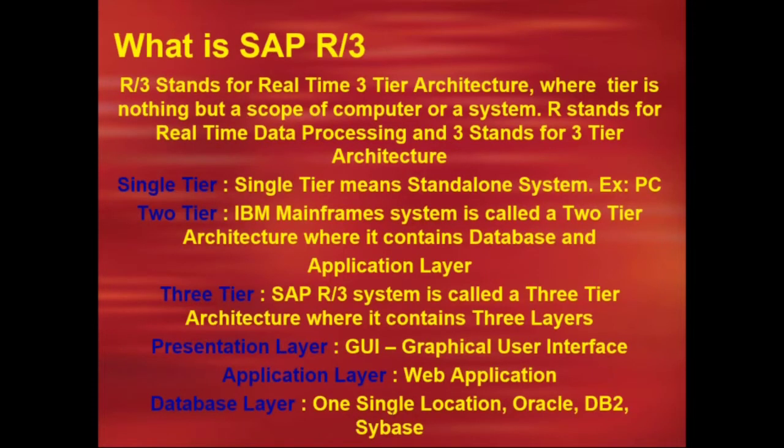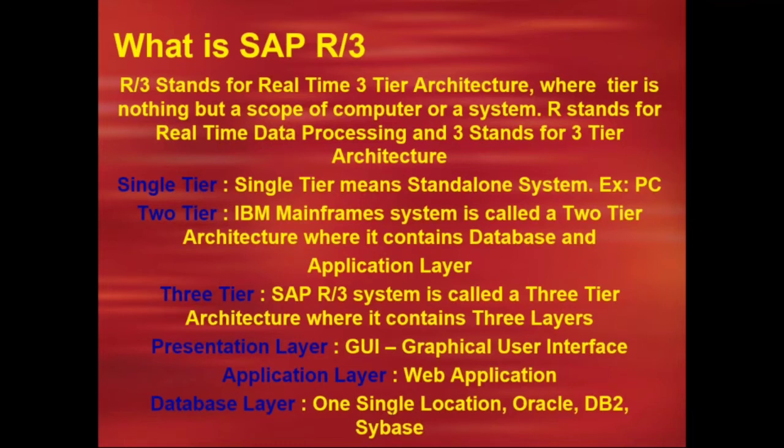Now coming to the system architecture of SAP, we call it SAP R/3, where R stands for real-time data processing and 3 stands for 3-tier architecture. Tier is nothing but the scope of a computer or system. The SAP system architecture is divided into three layers: presentation layer, GUI, graphical user interface; application layer, web application; and database layer, Oracle, DB2, Sybase, etc.